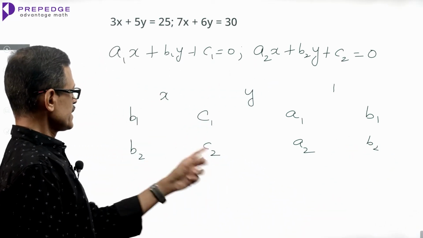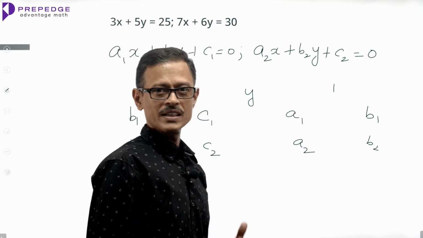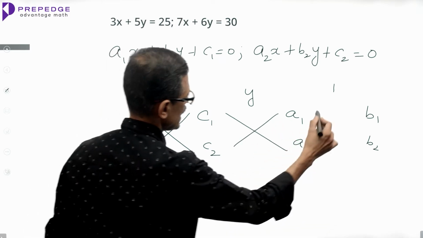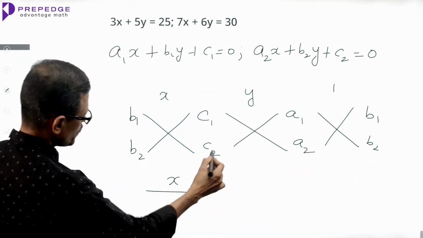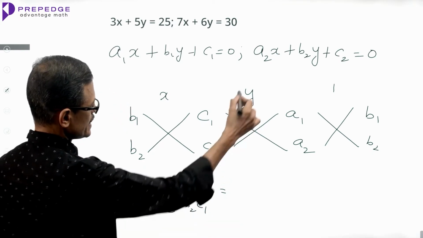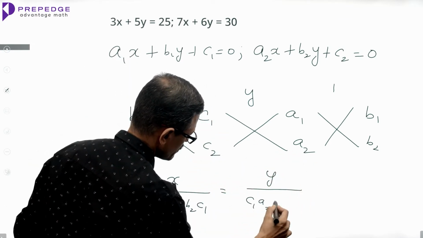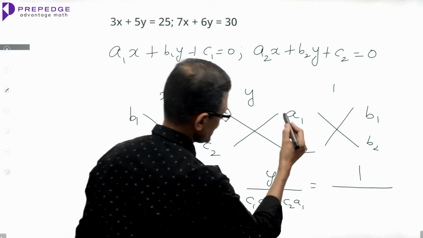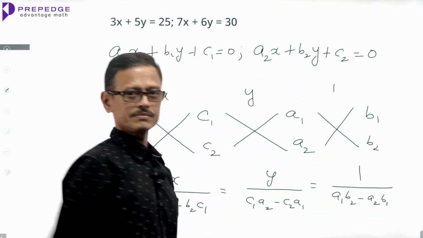So x is in between these two terms, y is in between these set of terms and 1 is in between these set of terms. This cross multiplication we are going to be cross multiplying it this way and equate it. We will essentially say x divided by b1 c2 minus b2 c1 is equal to y divided by c1 a2 minus c2 a1 is equal to 1 divided by a1 b2 minus a2 b1.